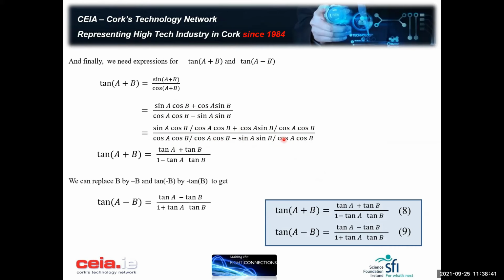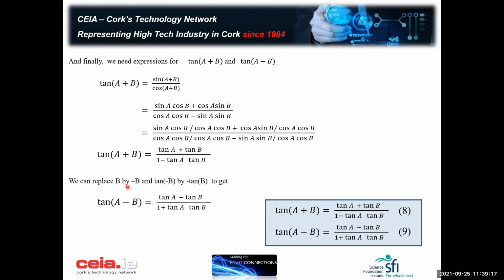On the top here, you find that the cosine B's cancel, and you're left with sine A over cos A, which is tan A. For the second term, the cos A's cancel, and you're left with sine B over cosine B. For this second term underneath the line, you don't get any cancellation, but you have a sine A over cosine A and a sine B over cosine B, which works out to be tan A times tan B. And that gives you the result you were looking for.